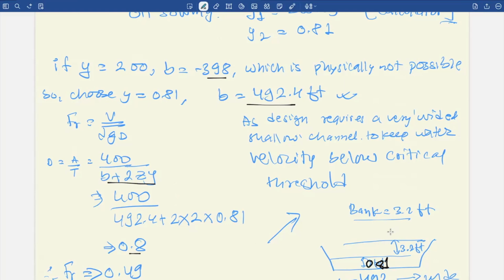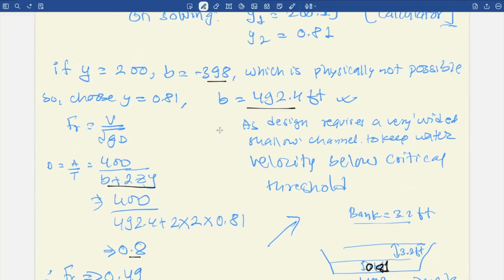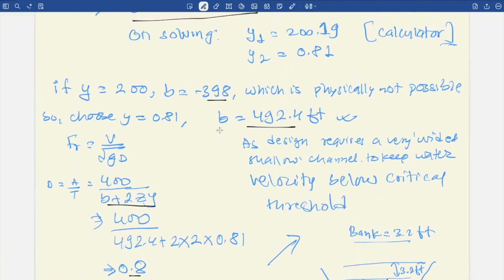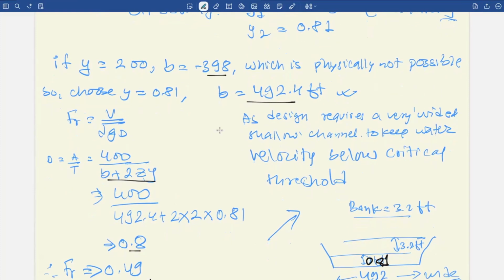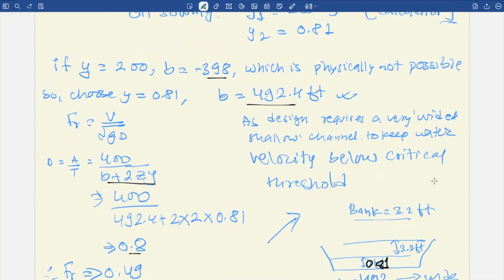So our final summary, or final sketch description, will be: our bottom width will be equal to 492 feet, our water depth will be 0.81, and side slope is 2:1. Bank height above water surface will be 3.2 feet, and total depth of bank from the bottom is 4.2, around 4. So, that wraps up all our four problems.